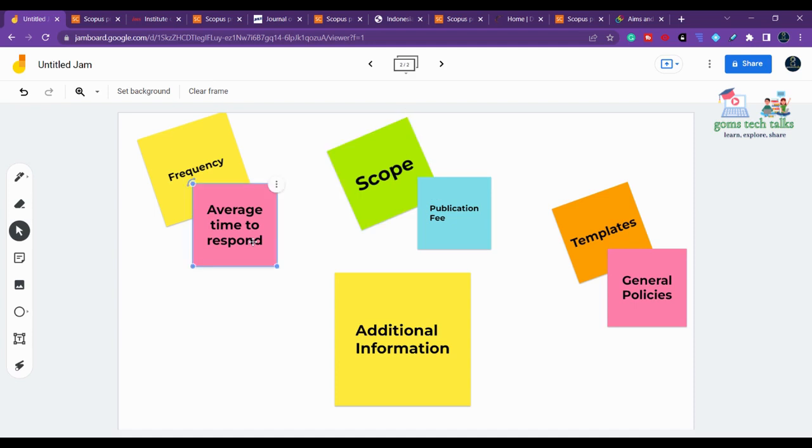What is the average time they take to respond to us? How long they are taking to respond is also an important factor which we should consider.